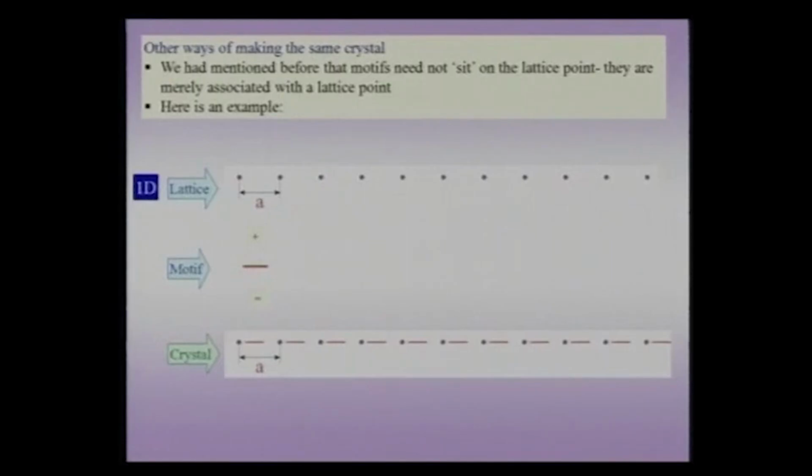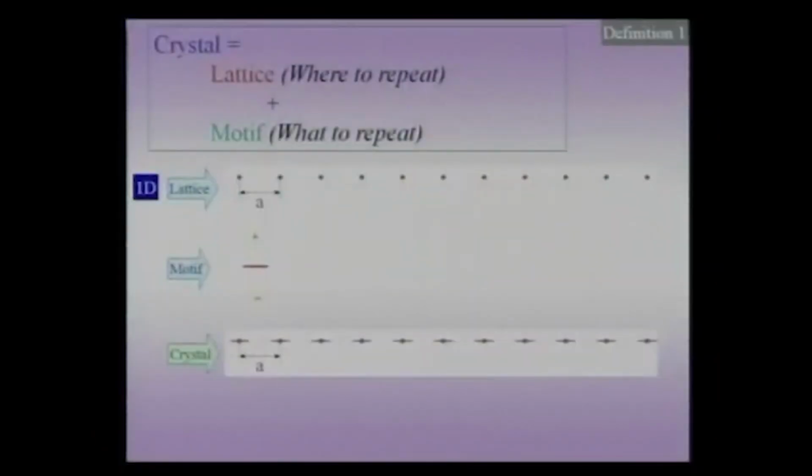Its description would be exactly identical to the previous crystal, but the only difference is the way we have put the motif relative to the lattice point, and this is just a convenience we may use for certain reasons. Nevertheless, the crystal we have obtained is exactly identical to the crystal we had previously obtained, wherein we had placed the motif directly on top of the lattice point.